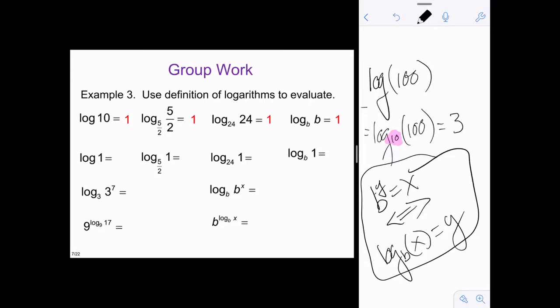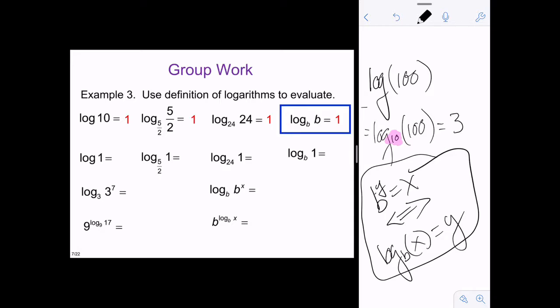It's just 1. What power do I raise 5 halves to get 5 halves? It's 1. What power do I raise 10 to get 10? 1. What power do I raise b to get b? It's just 1. And that one at the end, log base b of b equals 1, is a general rule. If the thing that I'm plugging into my logarithm is the base itself, I'm just getting back 1.